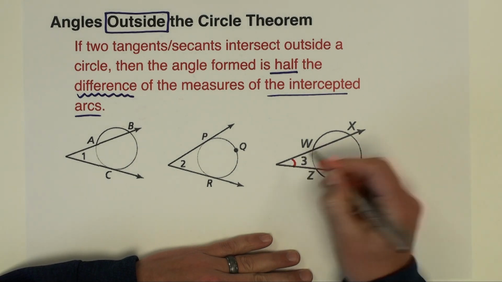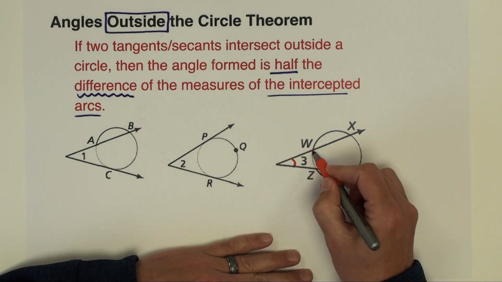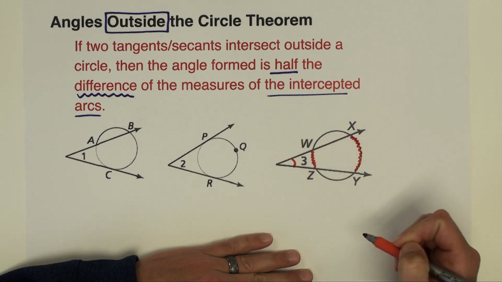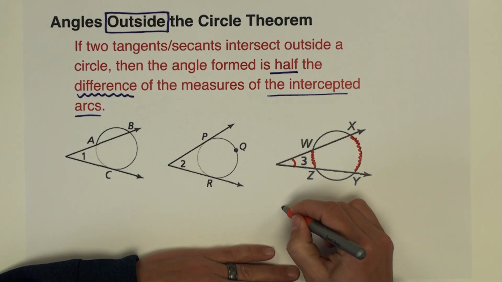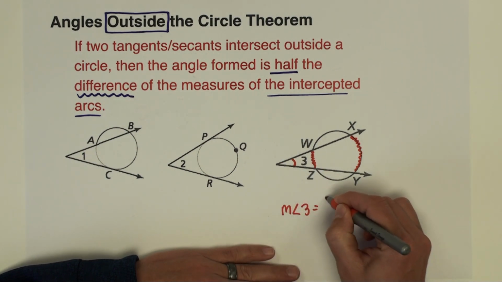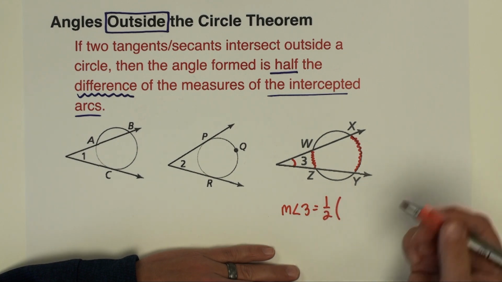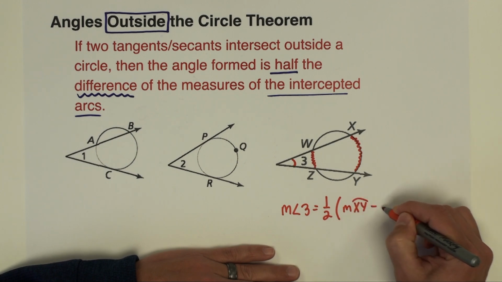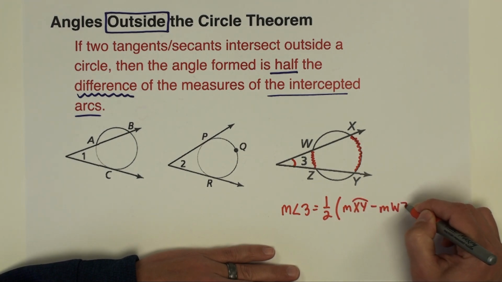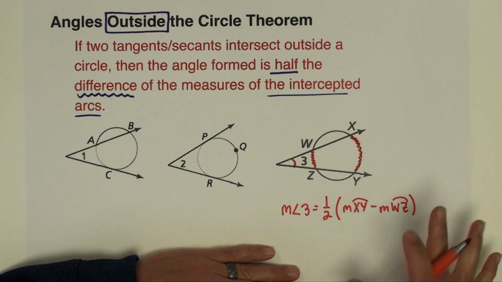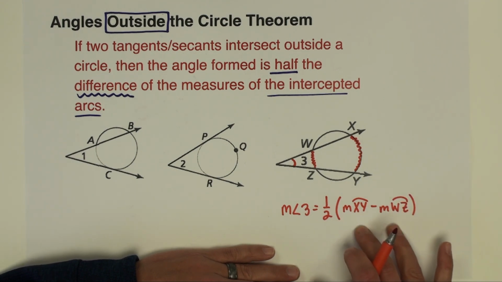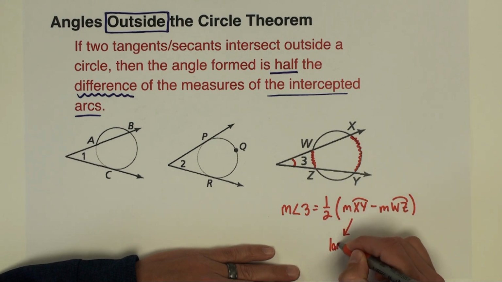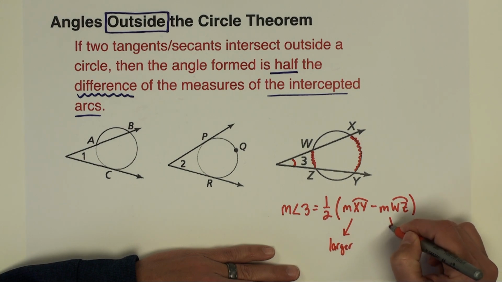So here we've got angle 3, and notice the sides of angle 3, they intercept this arc, and they intercept that arc. Well, this theorem says that the measure of angle 3 is going to be 1/2 of the difference of these two arcs. So I want the measure of arc xy minus the measure of arc wz. You have to make sure that when you do this difference right here, this is super important, that this first arc is the larger arc and this one is the smaller arc.